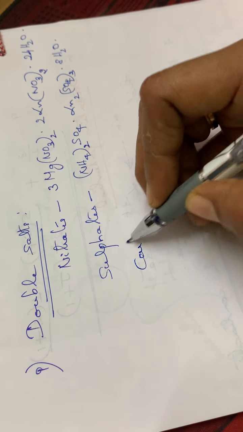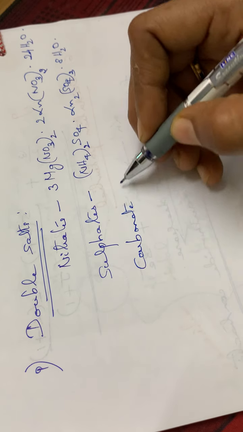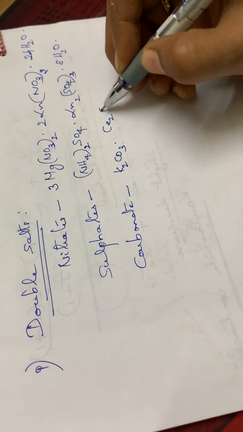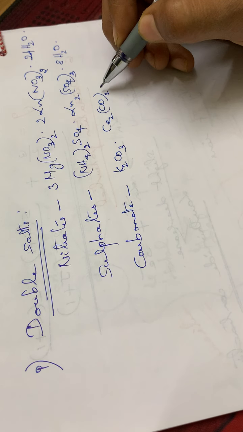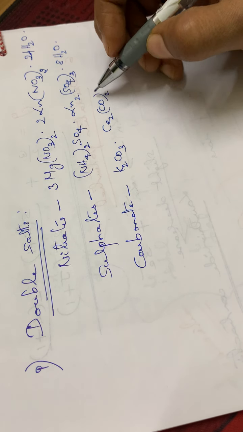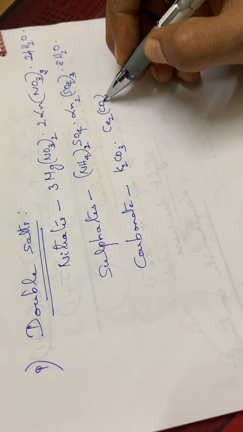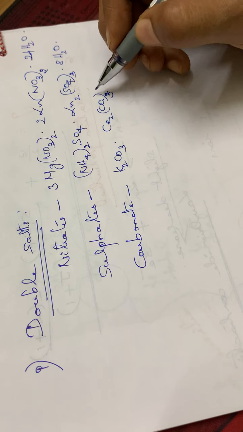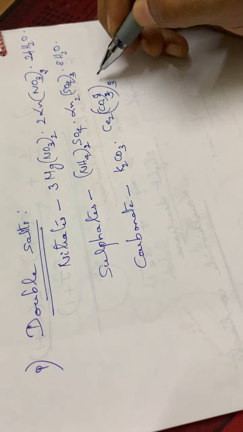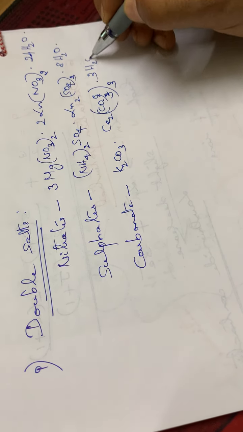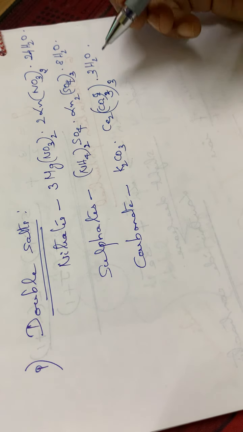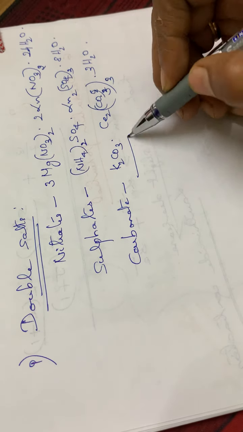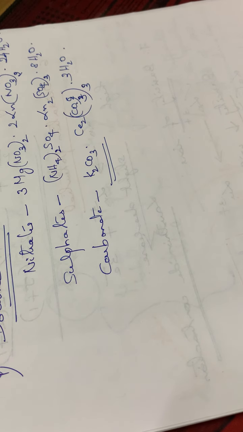Then the next one is carbonate, that is K2CO3 with Ce2(CO3)3.3H2O. So this is another carbonate double salt. These are all some of the examples of double salts.